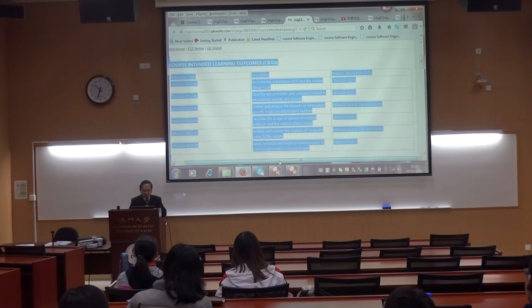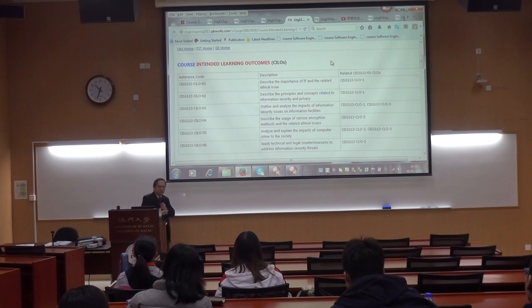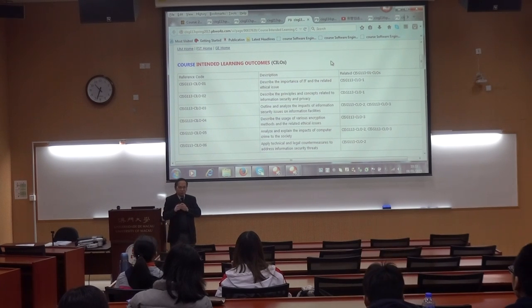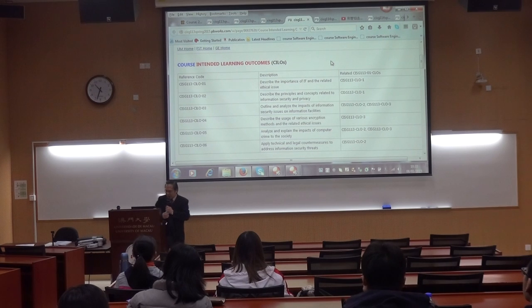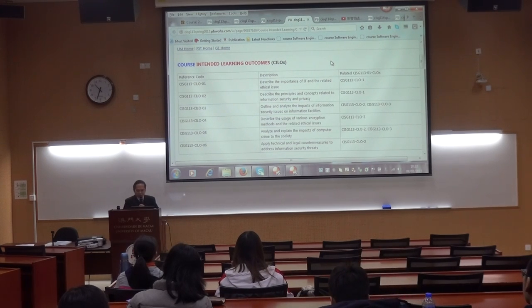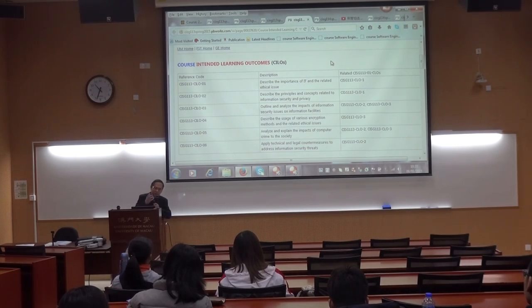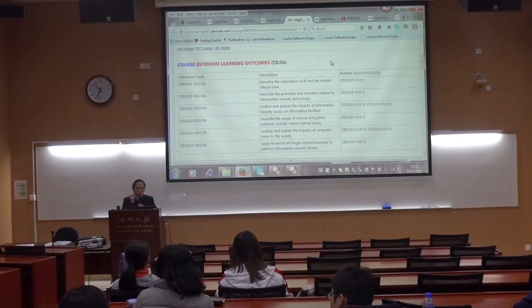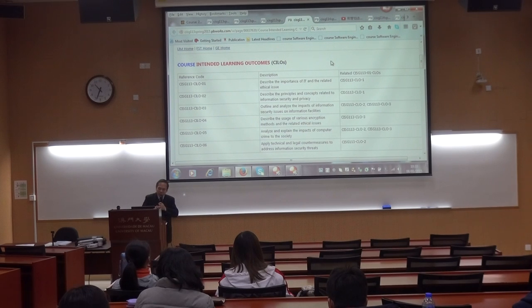The cycles mean these are things students are expected to be able to do at the end of the course. The six cycles are: you know how to describe the importance of IT and the related ethical issues. It's a very general statement, but it's an action. You know how to describe in written work or in oral presentations the importance of information technology and the related ethical issues, whether it's going to be right or wrong.